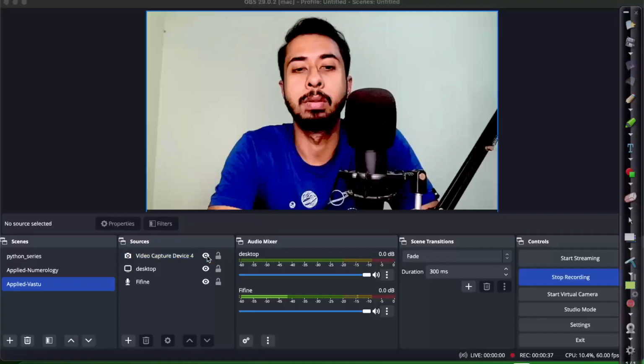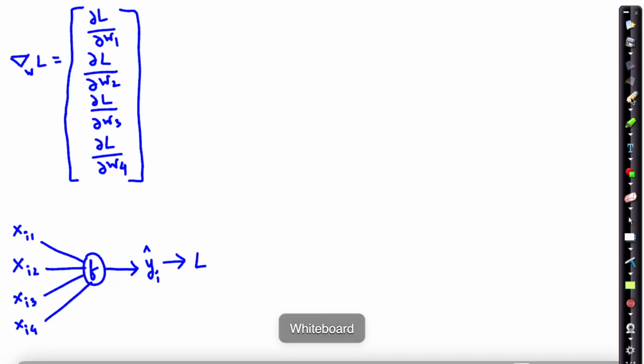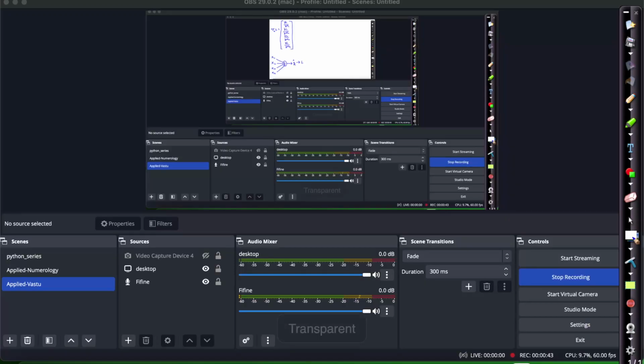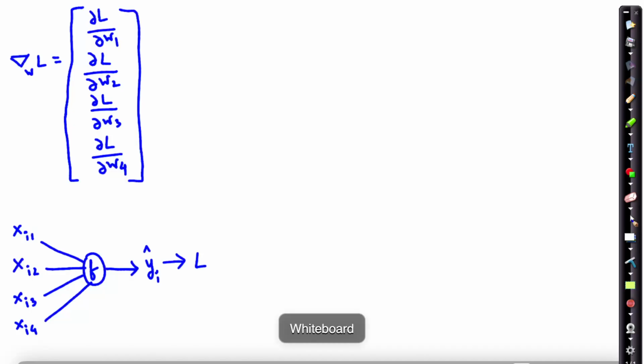I hope my screen is visible. Okay, so this is the column vector. We need to find these four values for this particular diagram. This is a diagram for four neurons, a four-feature data set. So how do we find these partial derivatives?